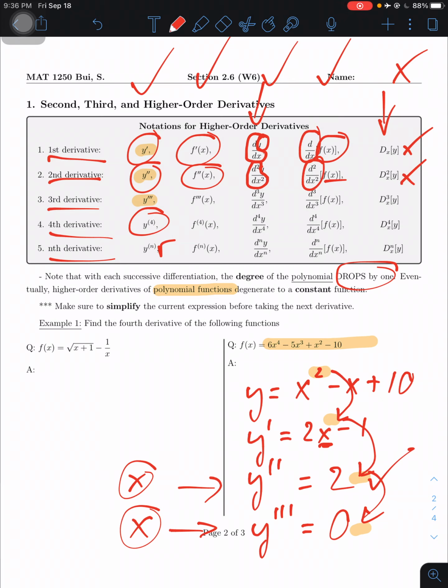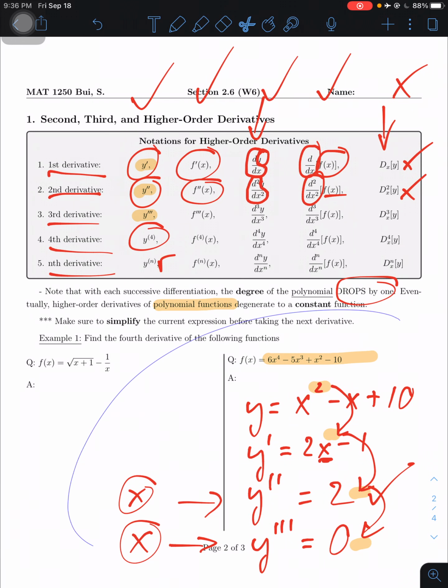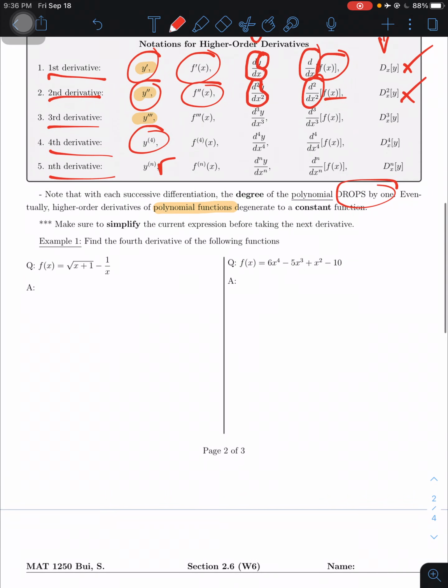One of my personal tips is to make sure you simplify the current expression before you take the next derivative, okay? That will help. For polynomials, it's pretty straightforward, so it's not going to be a big deal. But for my example, you would see how important it is to simplify the expression before we move on to the next derivative, okay? So now let me get some of these out of the way so that I have space to do my example.